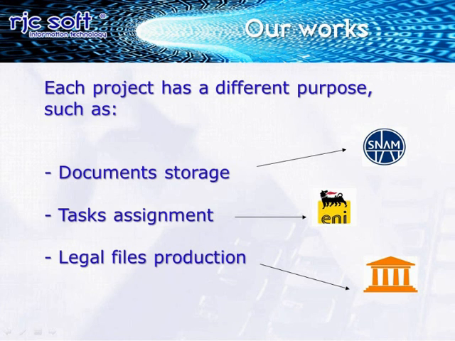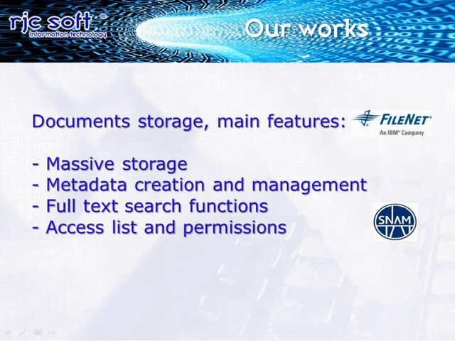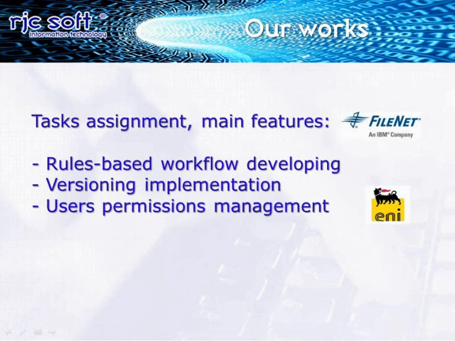The first example is a system based on FileNet that has the aim of document storage. The most important functionalities it supports are massive storage, metadata creation and management, full-text search functions, access lists, and implementation of permissions. The second example is also based on FileNet, but its goal is task assignment. Main features are rules-based workflow development, versioning implementation, and users' permissions management.